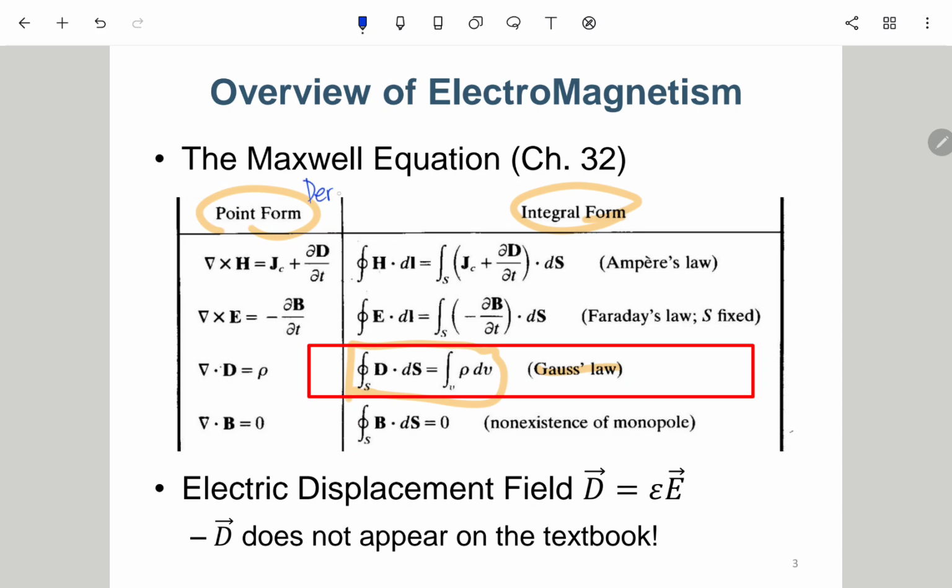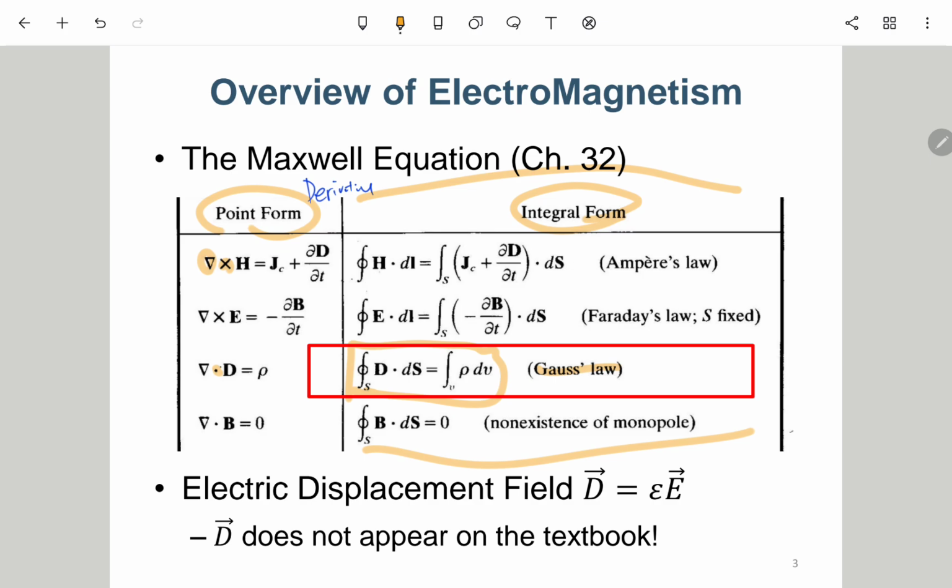Okay, so you can consider this the integration form, and this one is the derivative form. 就是一个是微分形式，一个是积分形式. So it will have something like the gradient, the cross product, and the dot product. But in this textbook it only mentioned the integration form. Later on I will talk a bit about the point form, because we need to use this point form to really derive the wave equation, and then the solution of it will be the electromagnetic wave, which we will cover in chapter 33.